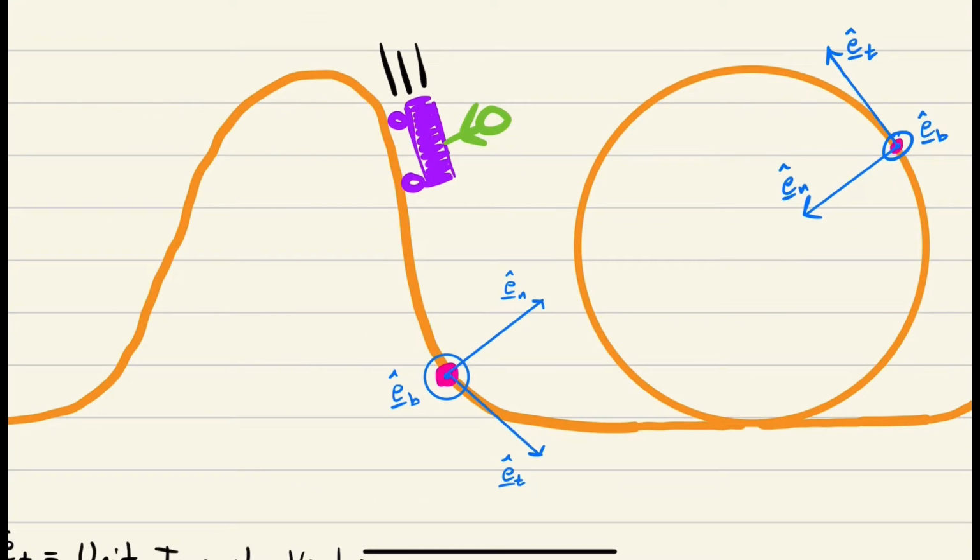So let's take another example. Say we're right here at the top of our roller coaster. Our E sub t vector is going to point like this. This will be E sub t.